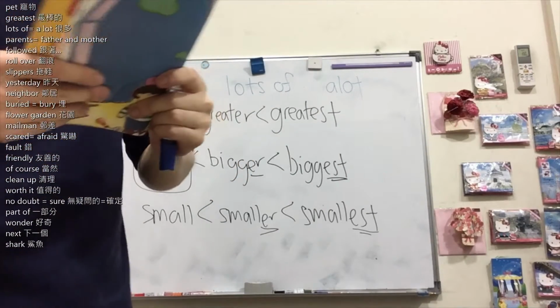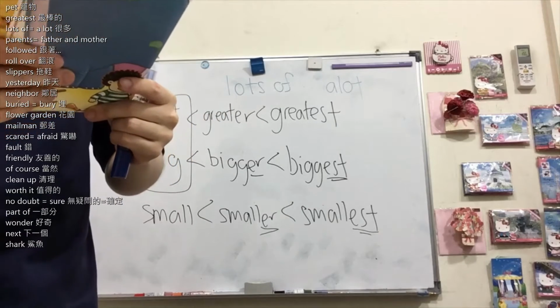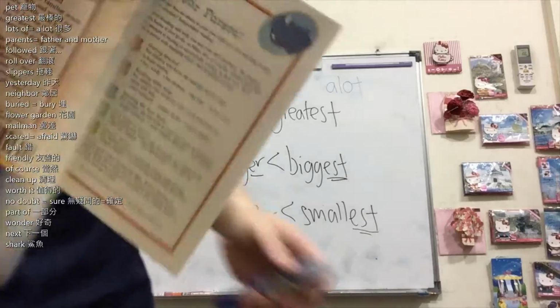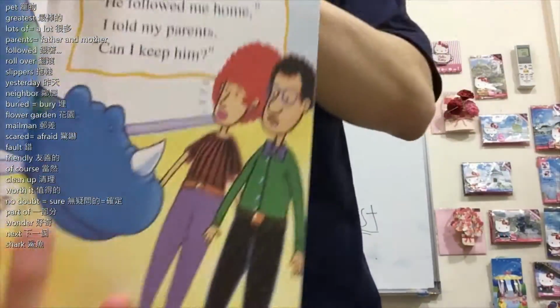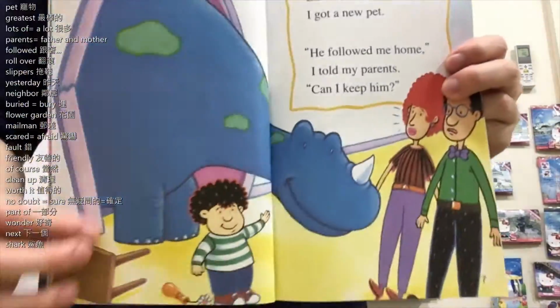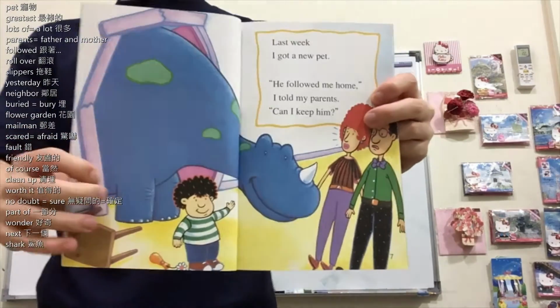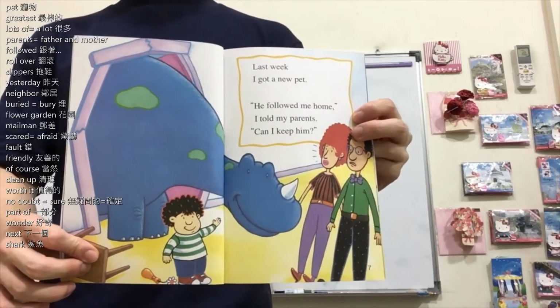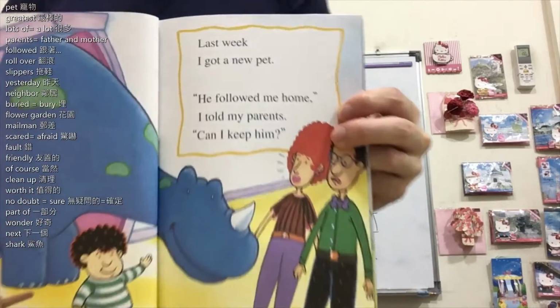Last week I got a new pet. He followed me home. I told my parents, can I keep him? On the second page we have this. You see a dinosaur, and you see a boy here, and the boy's name is Sam.